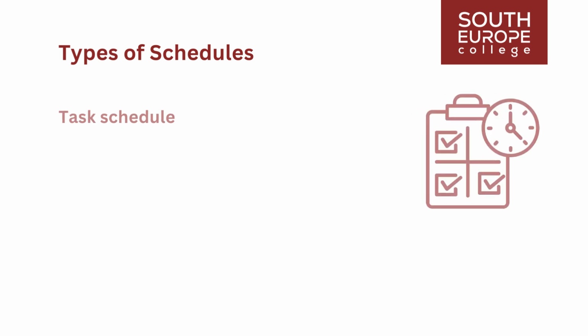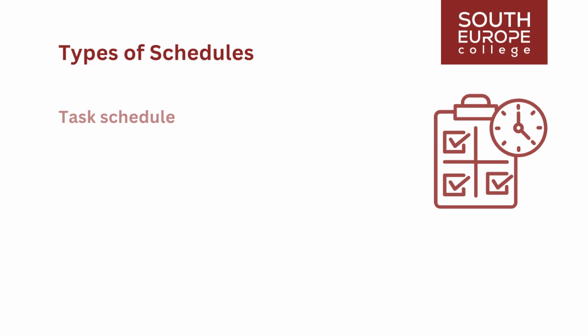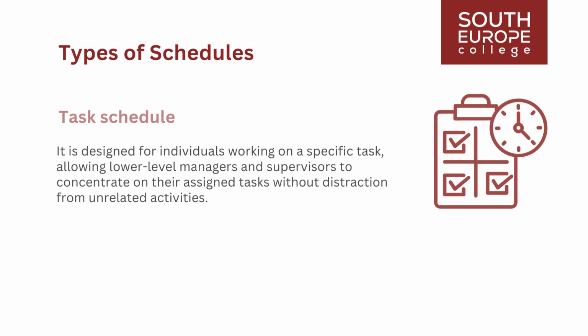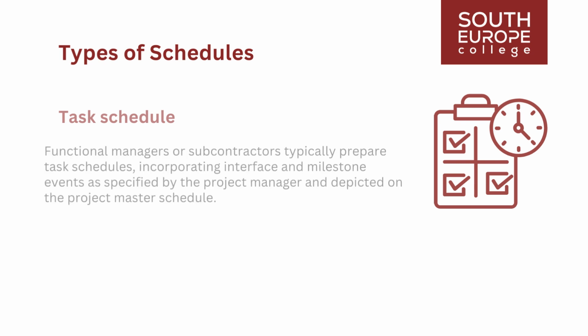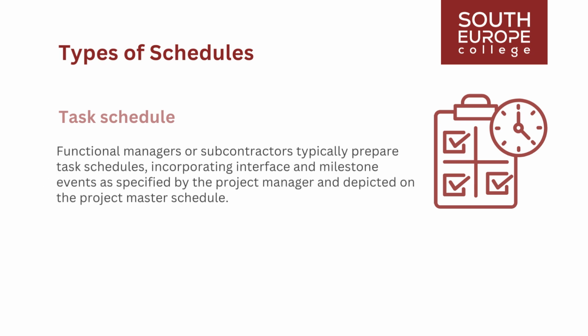On the other hand, a task schedule delineates the specific activities required to complete a task or work package. It is designed for individuals working on a specific task, allowing lower-level managers and supervisors to concentrate on their assigned tasks without distraction from unrelated activities. Functional managers or subcontractors typically prepare task schedules, incorporating interface and milestone events as specified by the project manager and depicted on the project master schedule. Both project and task schedules can be prepared and presented in various formats, including Gantt charts and project networks.